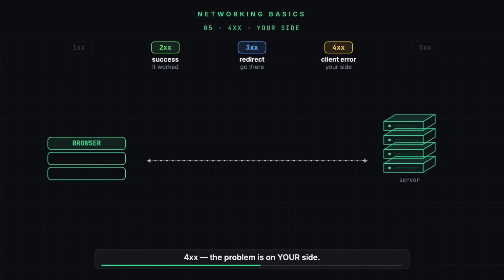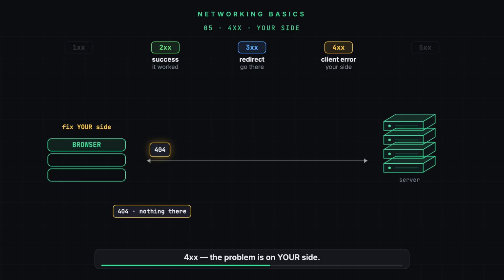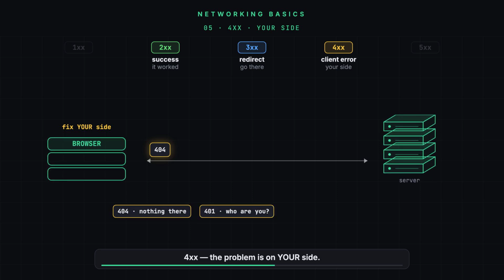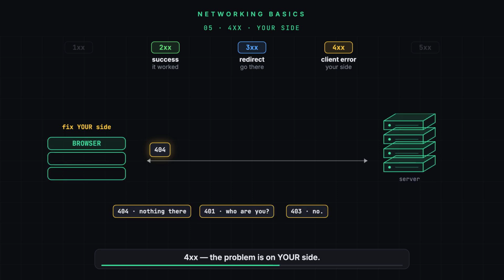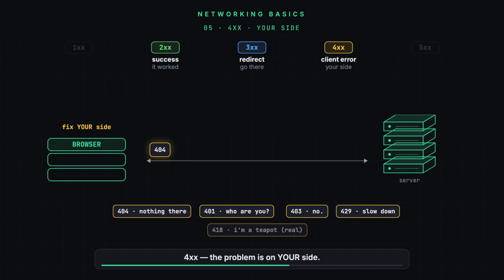A 4 means the problem is on your side of the wire. 404, the address points at nothing. 401, the server doesn't know who you are. 403, it knows you. And the answer is still no. The request was wrong, so the fix is on your side.